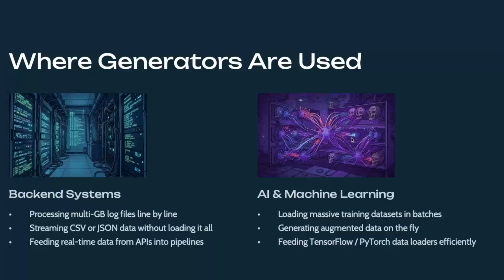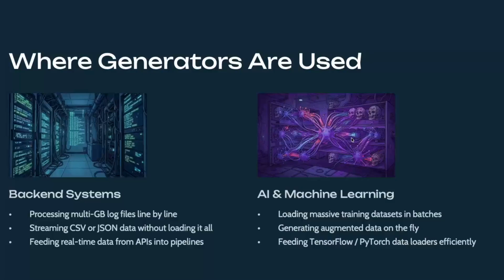Now, let's have a look at where generators are actually used. Truth be told, the answer is everywhere. In backend systems, generators are commonly used for processing huge log files, reading large CSV datasets, streaming JSON data, API response pipelines, etc. Instead of loading gigabytes into memory, data is processed one record at a time.